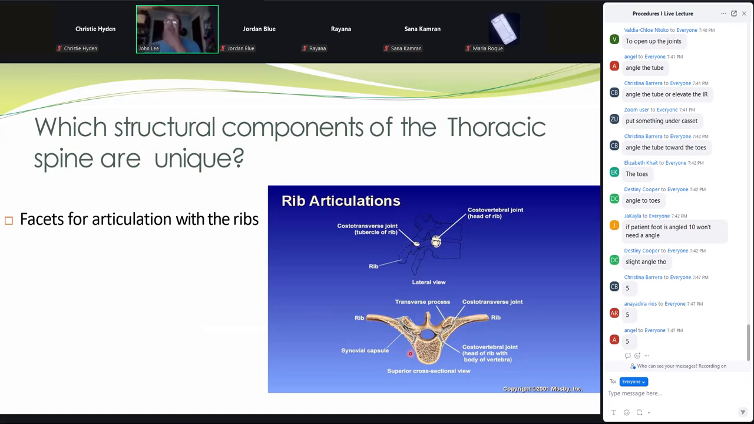It is important to note that the ribs do articulate with the inferior surface of one vertebral body and the superior surface of the next vertebral body. So the rib actually articulates with two vertebral bodies, forming a bridge. So it kind of locks everything in there. Then we have the tubercle of the rib articulating with the transverse process. So the ribs connect posteriorly at 3 different points.